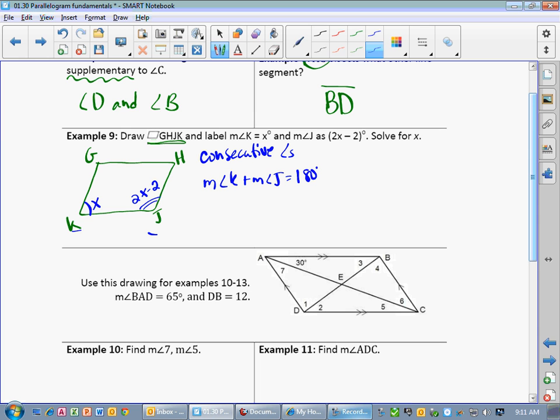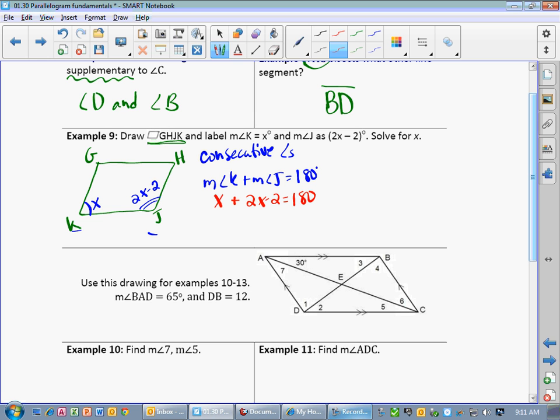Now we're told the measure of angle K is X degrees. We don't have an exact number. We know it's some unknown. And we know that the measure of angle J is twice that angle minus 2. Okay, so if X were 40, think about it this way. If x were 40, then this one would be twice 40, which is 80 minus 2. So this would be 78. So 40 and 78 don't add up to 180. So x can't be 40.